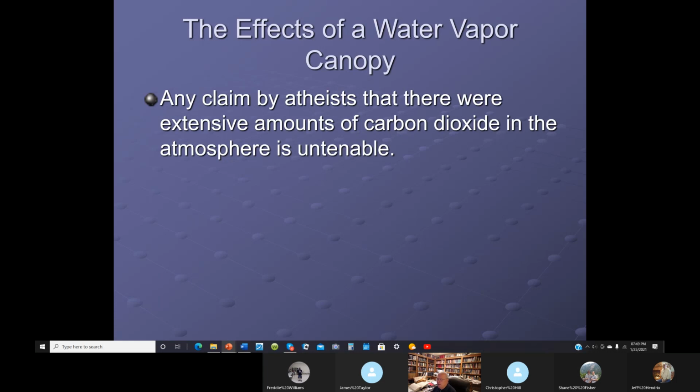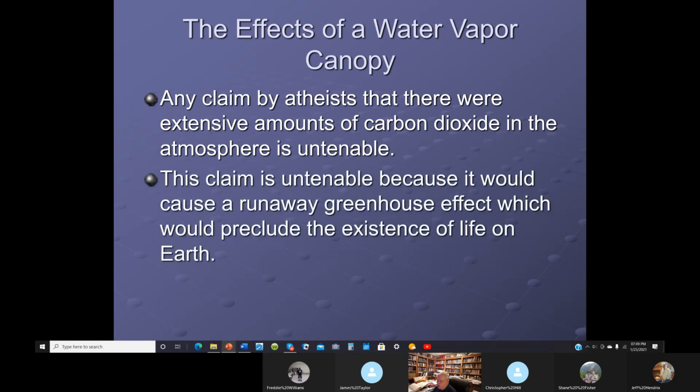Any claim by atheists that there were extensive amounts of carbon dioxide in the atmosphere is untenable. Now, let's look at this, and I believe it's untenable. This claim is untenable because it would cause a runaway greenhouse effect, which would preclude the existence of life on Earth. So if we have too much carbon dioxide, it also has a greenhouse effect.